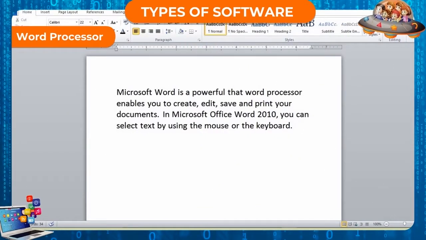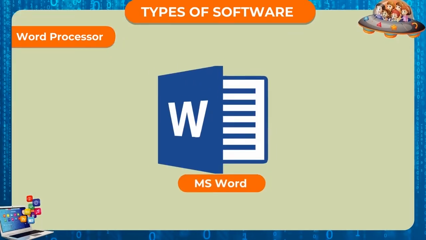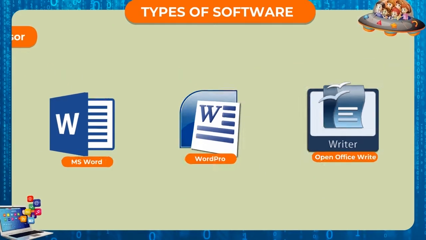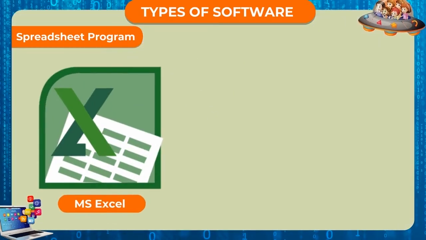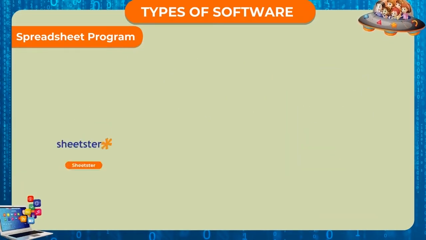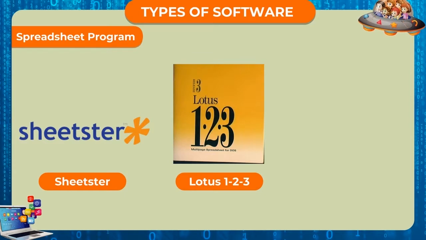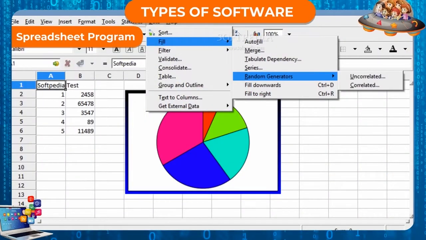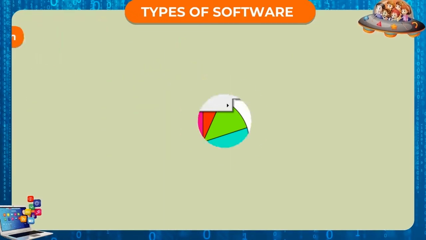Word processor. Word processors such as MS Word, Word Pro, OpenOffice Write, etc. help us to type, edit, format and save the text documents. Spreadsheet program. MS Excel, OpenOffice Calc, Sheetster, Lotus 123, Numeric, etc. are spreadsheet programs that help us to store, organize and calculate numeric data as well as tabular data.